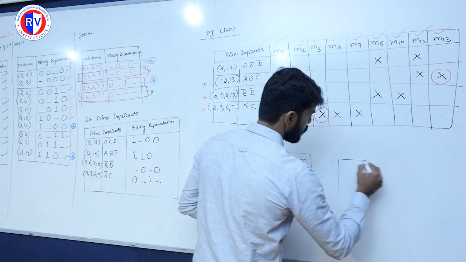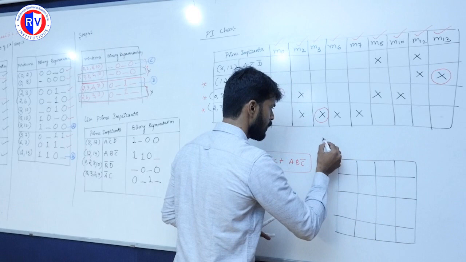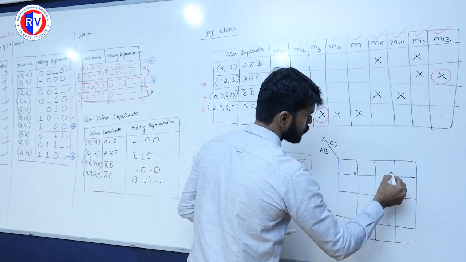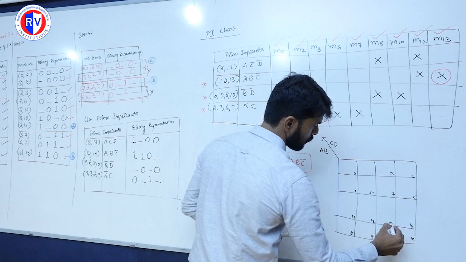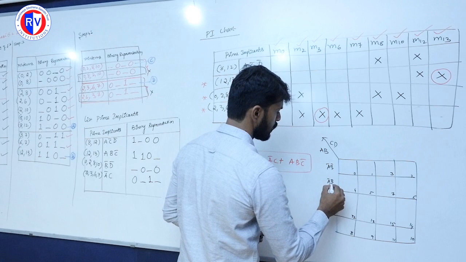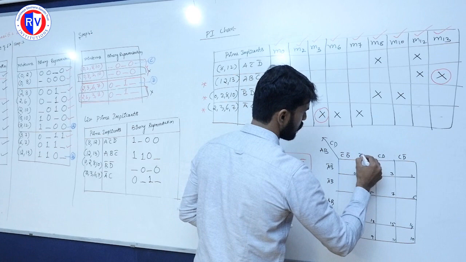We will cross verify whether the result which we got is right or wrong. I can do it like this. This is AB and this is CD. 0, 1, 2, 3, 4, 5, 6, 7, 8, 9, 10, 11, 12, 13, 14, 15. This is A bar B bar, A bar B, AB, AB bar, C bar D bar, C bar D, CD, CD bar. Now we will map that.